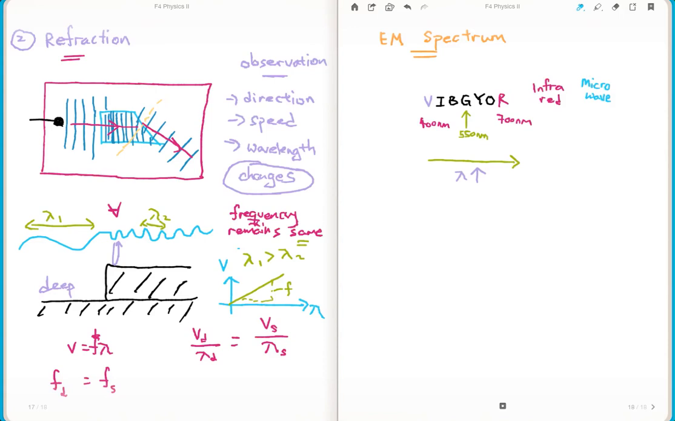That's microwave. And then after microwave, you have radio wave, which has an even longer wavelength. Going from left to right, the wavelength gets longer. When the wavelength gets longer, it becomes less harmful. Radio wave is not so harmful. Those in between here are called the visible spectrum, which you can see.